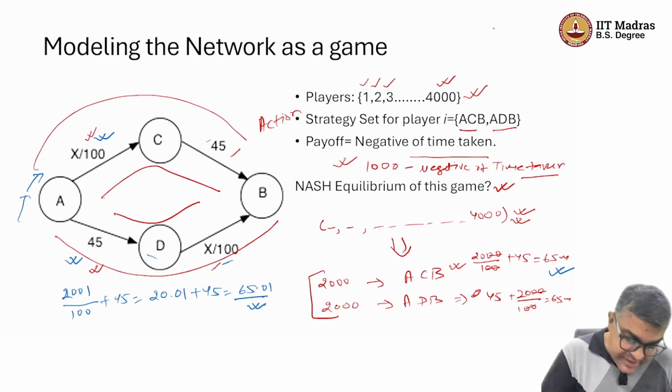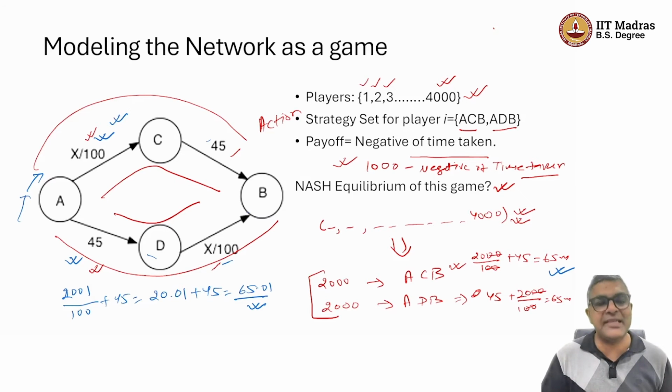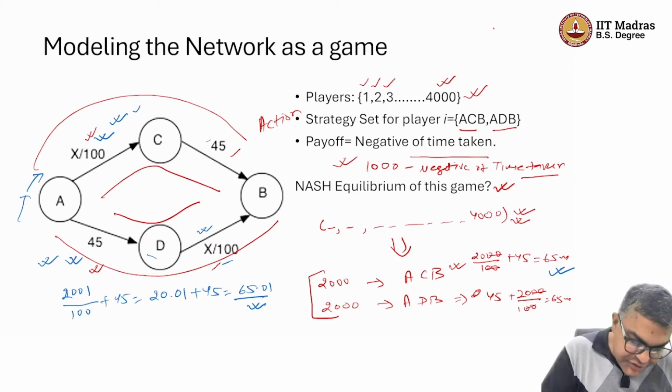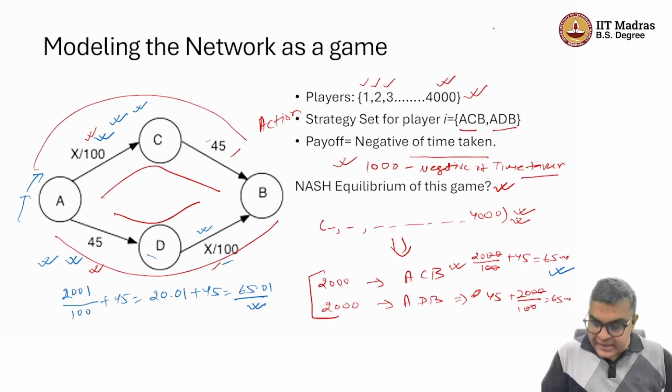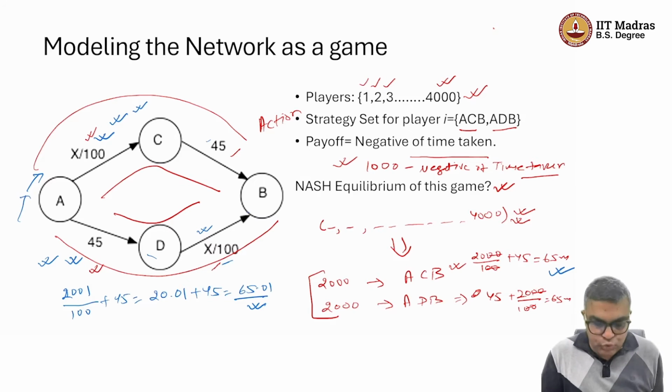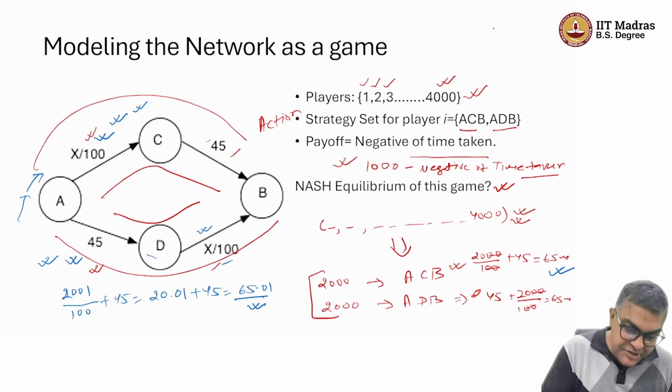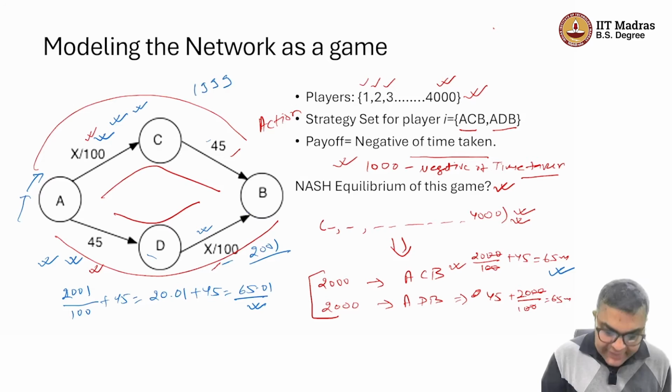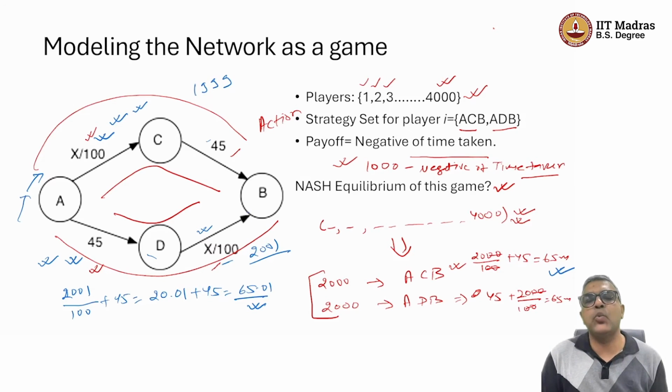We can do exactly the same exercise for one of the motorists here who is taking ACB and changes his action to ADB. Again this will become 2001. Remember, when we changed this motorist, everyone else was doing exactly the way they were doing earlier. Now when we are changing a driver here, we are keeping that 2000 of them were earlier driving through ACB and 2000 of them were driving through ADB. So the only change is, because of this driver, now only 1999 are driving this way and 2001 are driving this way. Again his time taken will go up from 65 to 65.01.